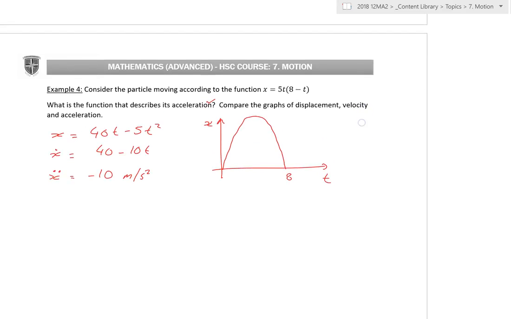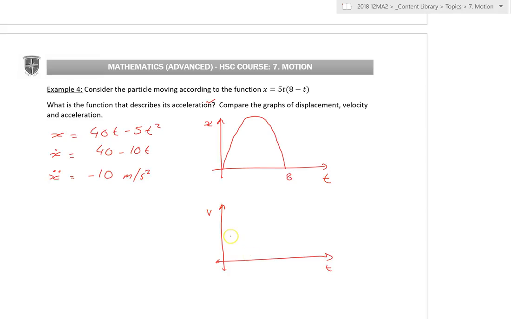I'm going to scroll down. Next, I'm going to draw, and I'll try to line up as best I can. This is t. This time it's v. I'm going to call it v. We could call it x with a dot above it, or dx by dt if you like. Doesn't matter. Now, what's happening to my velocity? Well, here's my velocity function. It's 40 minus 10t.